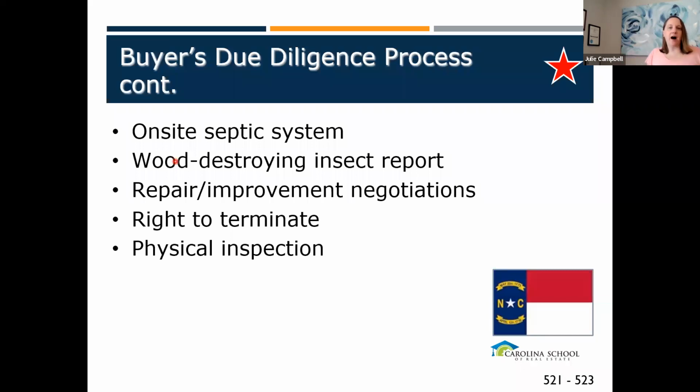Remember, if your buyer's getting a VA loan, the pest inspection is required. Otherwise, it's up to the buyer's option.